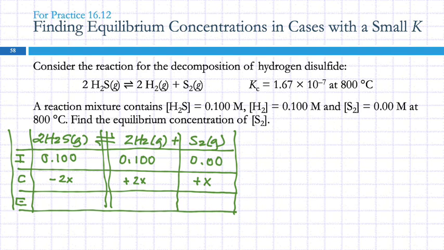Okay, what's the next step? We're going to add them together. So we're going to pretend that's our adding line, right? And so we've got the initial plus the change gives us the equilibrium value, 0.100 minus 2x. This is 0.100 plus 2x, and this one is just x.